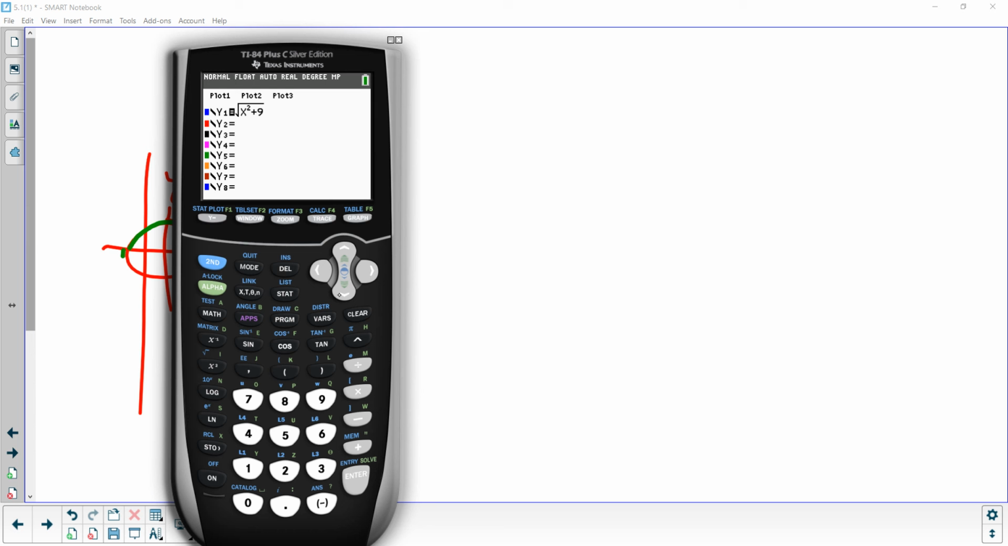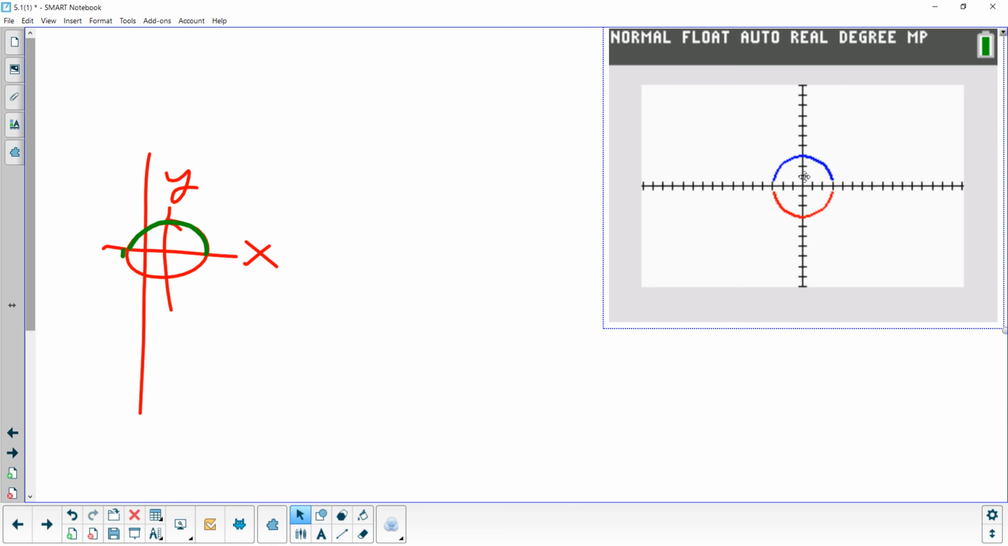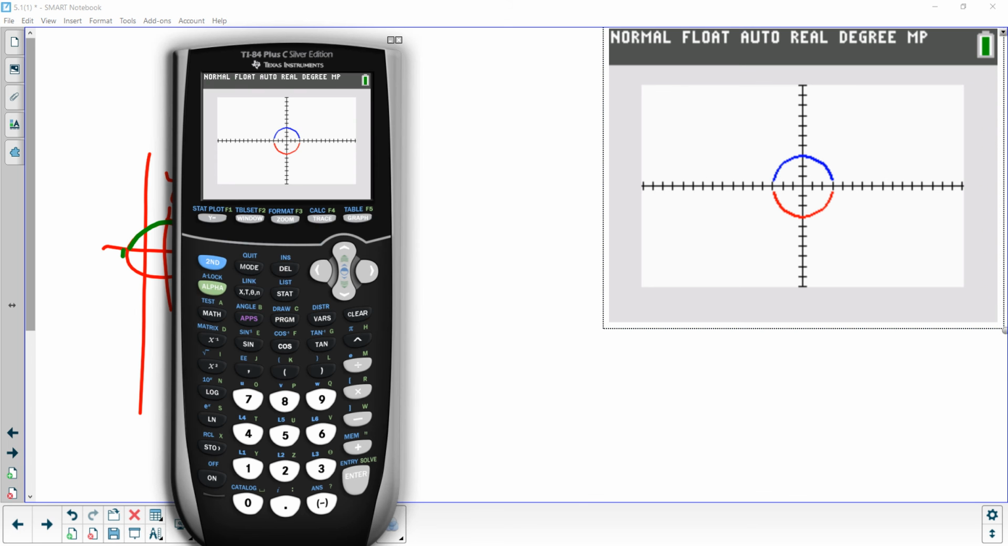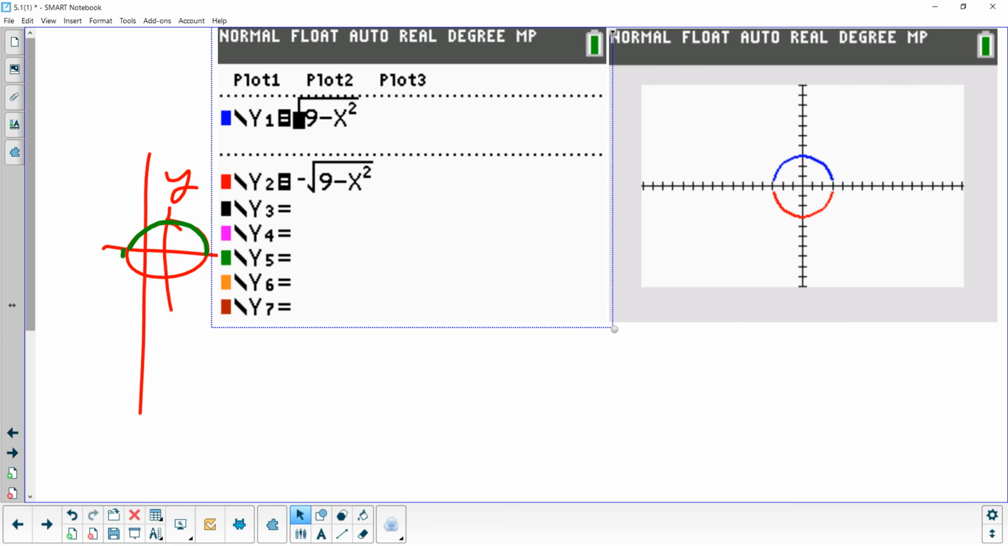Okay, again, you don't have to, now it should be 9 minus x squared. Let's say it's very easy to mess this up. 9 minus x squared. Okay, if I do that, it's going to give me the top half of the circle. Now let me do the bottom half. 9 minus x squared. And let's see what that looks like. So there's the top half. There's the bottom half. And it doesn't even really look like they connect, but that's the best I can do. That's just how the calculator does it. And this is what I had to type in to get that picture.